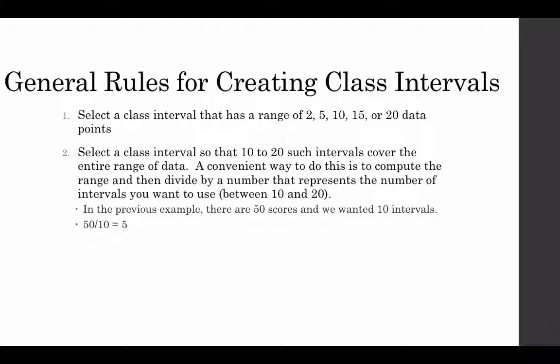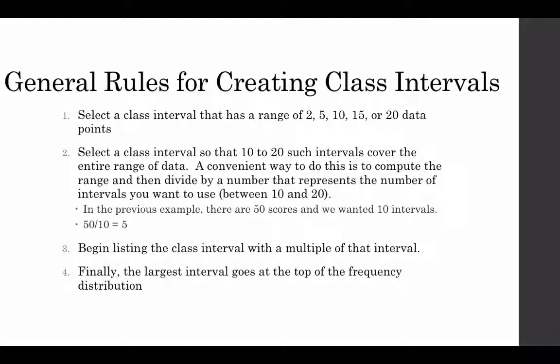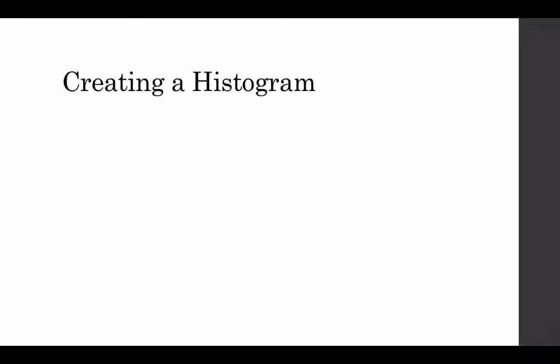That means 0 is our lowest number, so 0, 1, 2, 3, 4. That's 5 data points. Then 5, 6, 7, 8, 9. If we started at 1, we'd be 1 to 5, 6 to 10. See what I'm saying there? Once we list the class interval, we have multiples of that interval, and then the largest interval goes at the top, and the smallest goes at the bottom. And it's very, very easy to do.